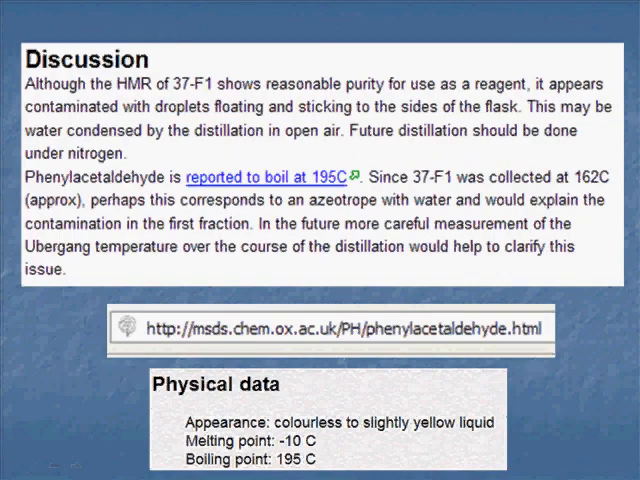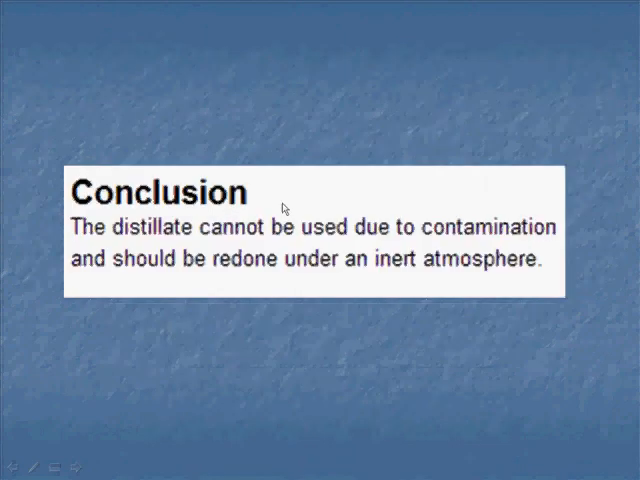And also there were droplets floating in the flask, so that's always not a good sign. But the bottom line is the distillate could not be used due to contamination, and it should be redone in our atmosphere, which was not actually part of that setup.